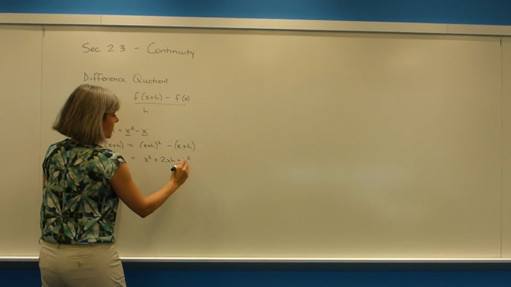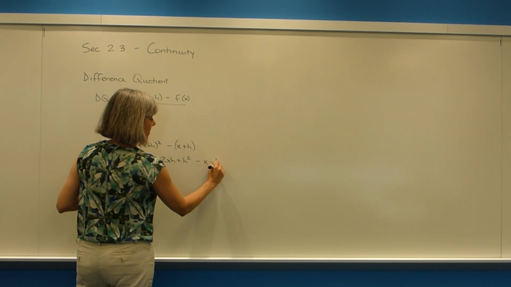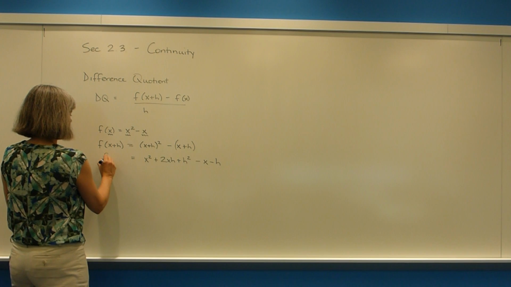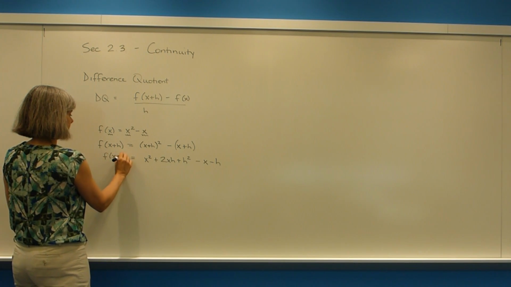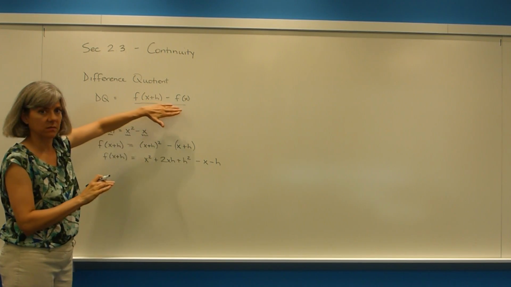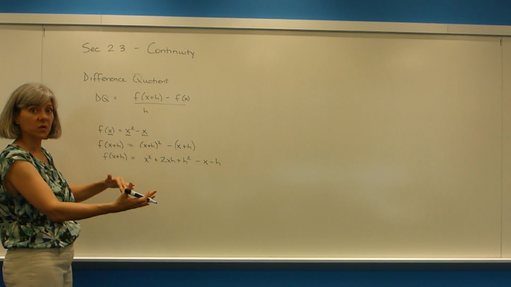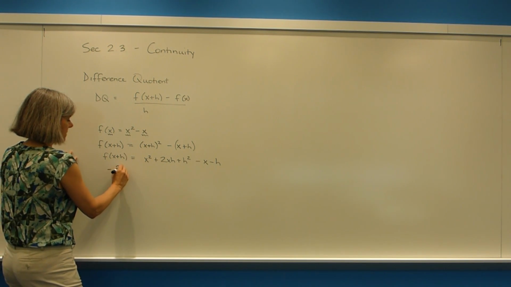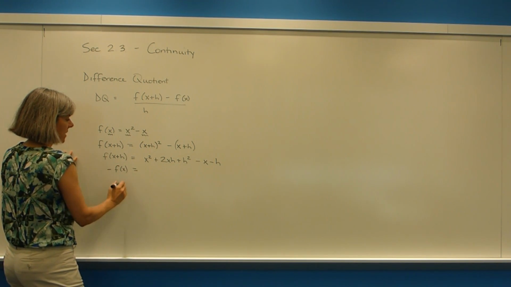Okay, and then we have this one. Let's go ahead and deal with the parentheses at the same time. Okay, so this is our f of x plus h. So now we're going to form this bit next. You can either do it horizontally or vertically, either one is fine. Let's just go ahead and do it vertically for now.